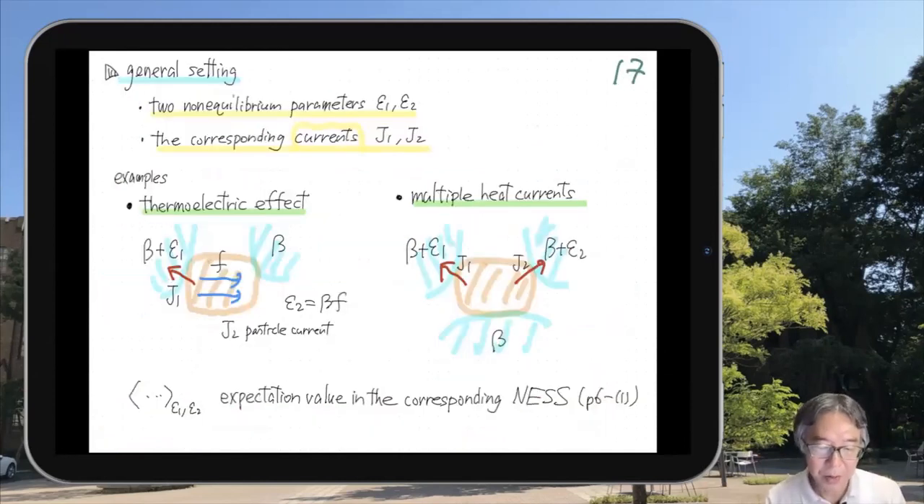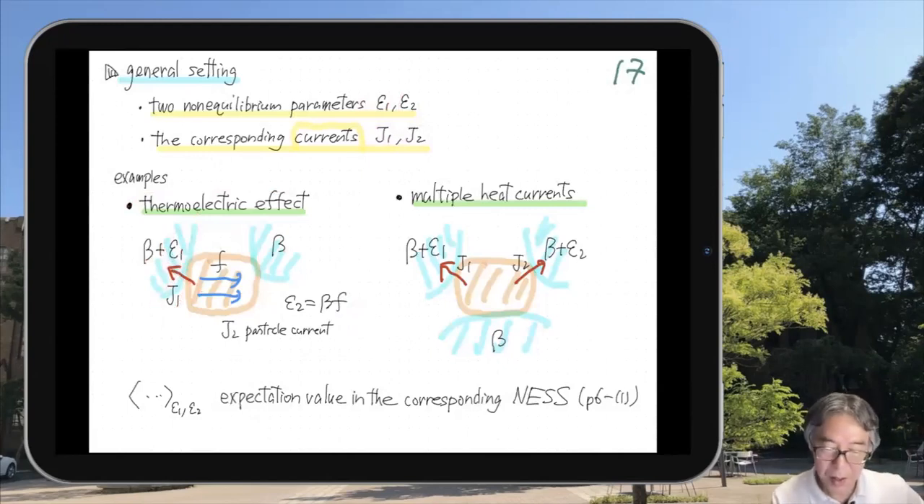Okay, so this is our general setting. We consider a system with two different non-equilibrium parameters that we call epsilon1 and epsilon2, and then we consider the corresponding non-equilibrium currents J1 and J2. Okay, and then these are two examples. The first example is the thermoelectric effect that we discussed already. We have two heat baths which may have different temperatures, and this temperature difference is denoted as epsilon1. And then the corresponding current is the heat current from the system to bath number 1.